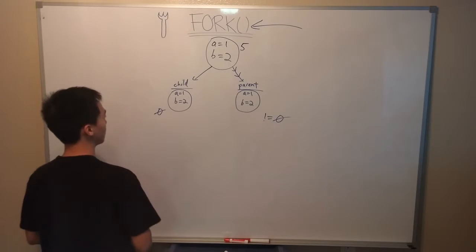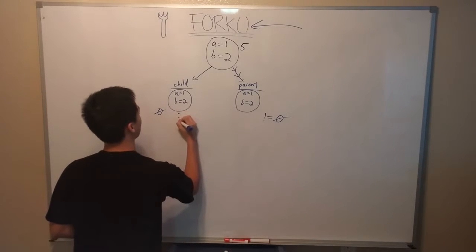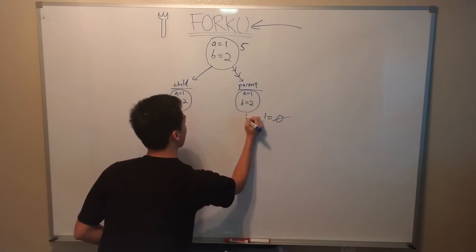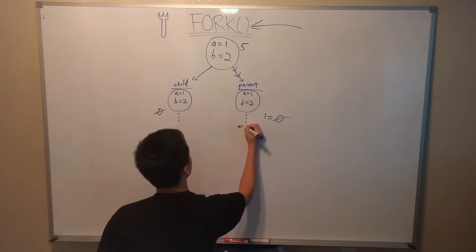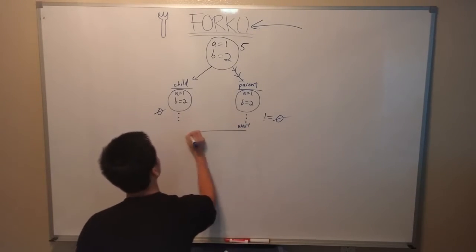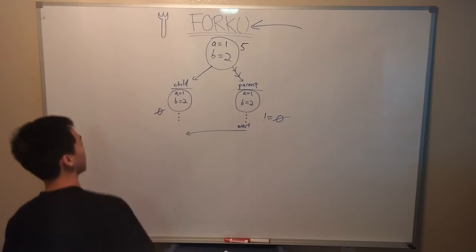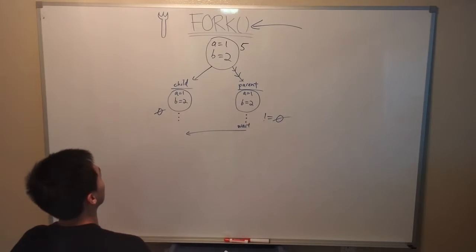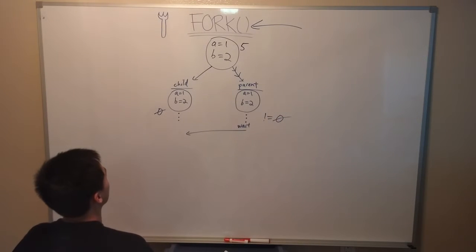After forking, it is unclear as to which process will run first, which is why we utilize the wait system call on the parent, to ensure that the child goes first. Using wait also ensures that the child terminates properly, preventing it from becoming a zombie. Now, we'll go into further details on this in a minute, so hang tight, guys, alright?